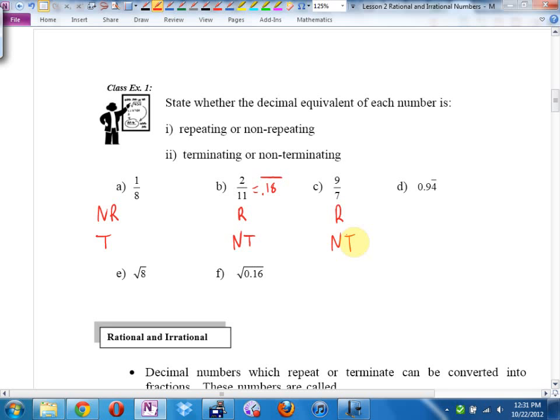D. By the way, look at D. What is that bar over? The 9 and the 4 or just the 4? So this is 0.944444444. Repeating or not? Repeating. Non-terminating.